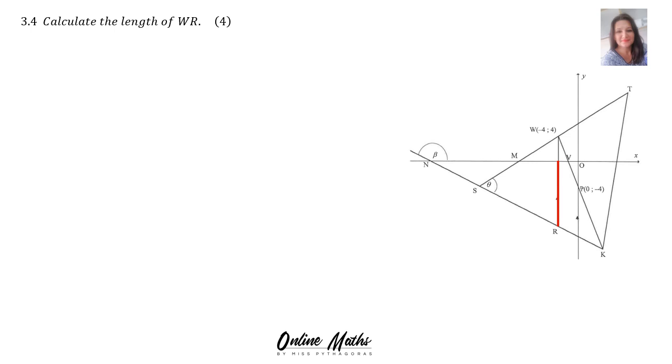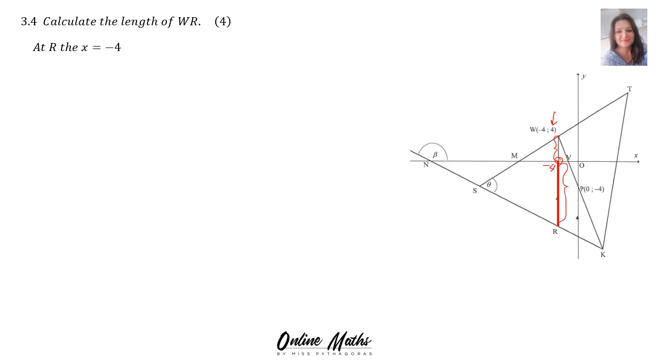3.4, calculate the length of WR. So what is happening there on WR is you find that at R, the x coordinate is negative 4. In other words, there, the x there is negative 4. And then you know this length already. This is the y coordinate, which is 4.